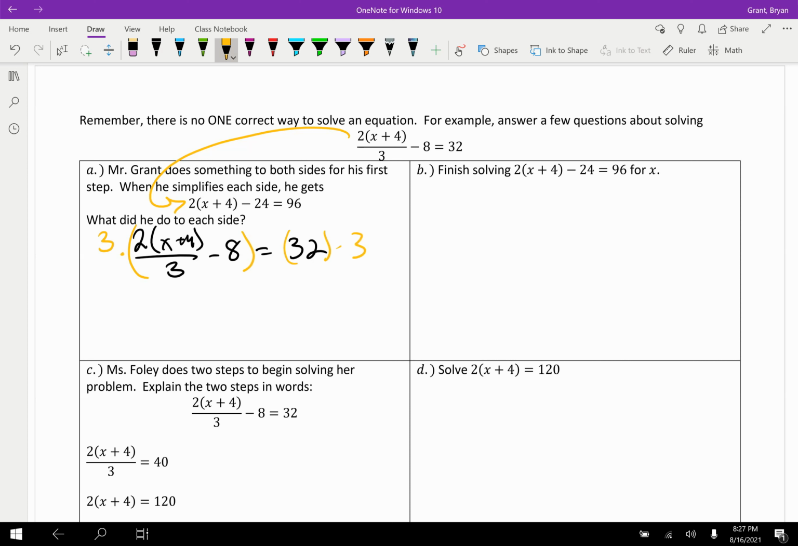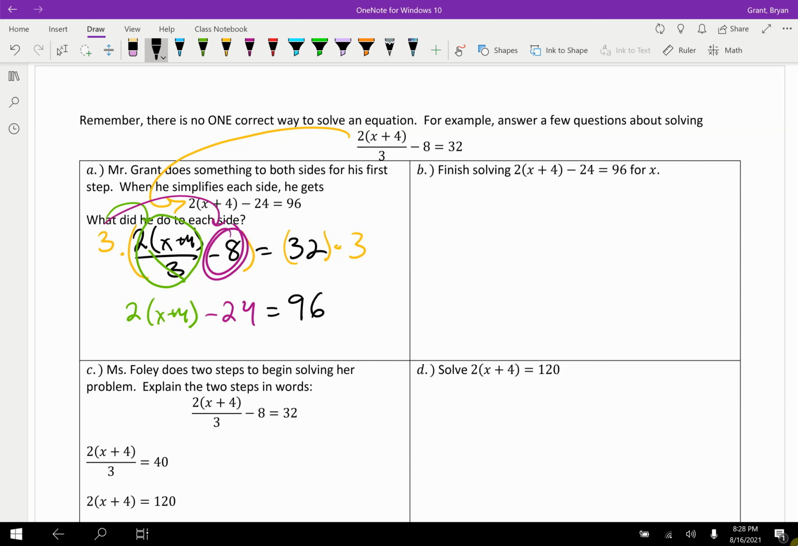Same thing over here. Well, when you multiply by 3, I see 2 terms inside, one term and a second term. So if I distribute the 3 to this first term, it's going to undo the dividing by 3 and just leave me with 2 times x plus 4. When I distribute the 3 to the second term, that's just negative 24. And on the right side, of course, 3 times 32, 3 times 3 is 9, 3 times 2 is 6.